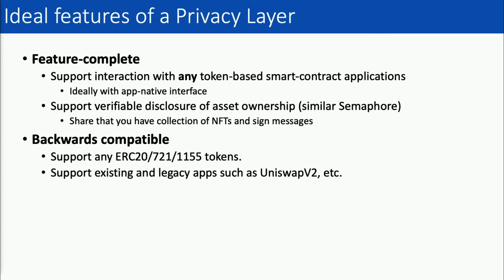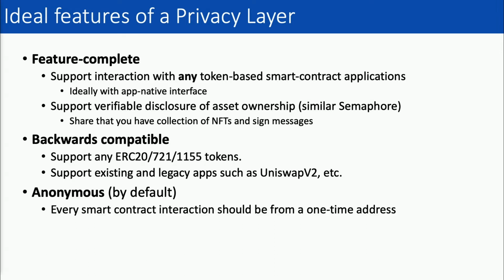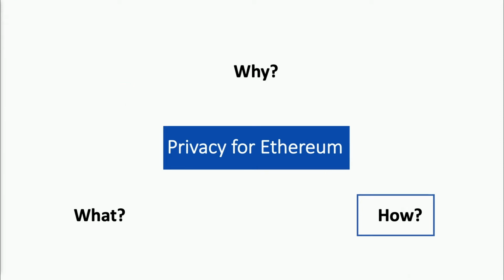And second, it should be backwards compatible. This would be nice to have, because we have a vast ecosystem of existing dApps in Ethereum, and it would be nice to not have to rewrite all of them for a privacy-preserving system. And finally, of course, we want anonymity by default, meaning every single operation should be anonymous. And so now let's talk about how we're going to do that.